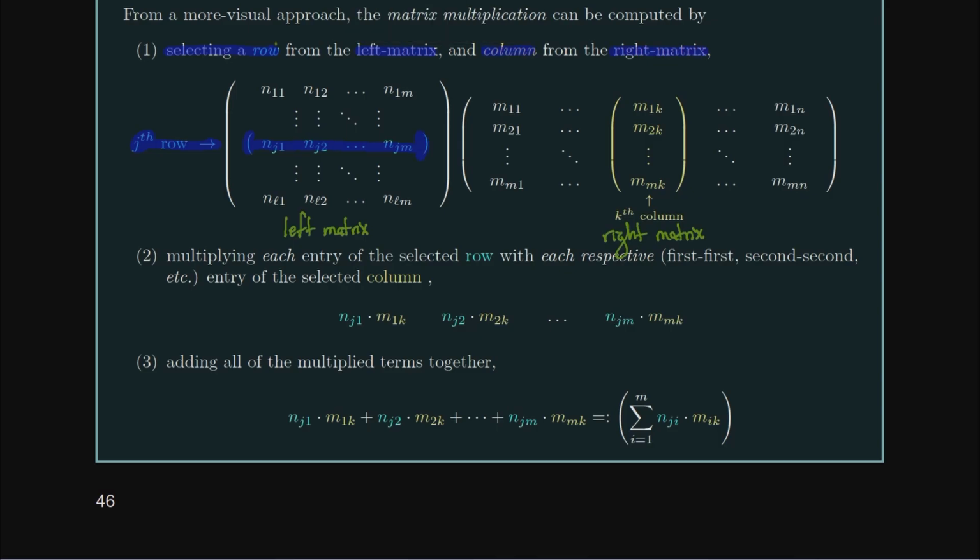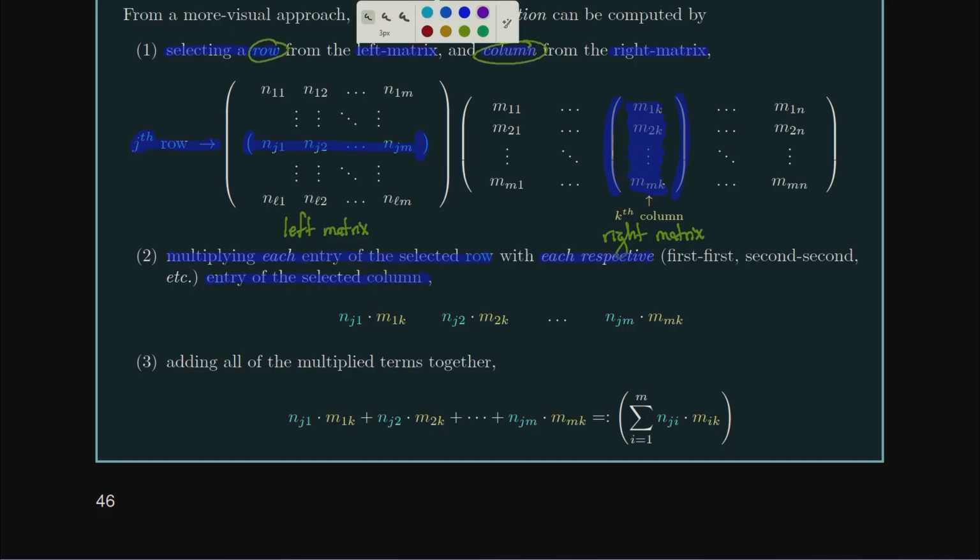Now this is very important. You want to remember the order: row, column, row, column, row, column. It shows up all the time. Rows happen to be on the left, columns happen to be on the right. And once I've selected my row on the left and my column on the right, what do I actually do? I multiply each entry of the selected row with each respective entry of the selected column.